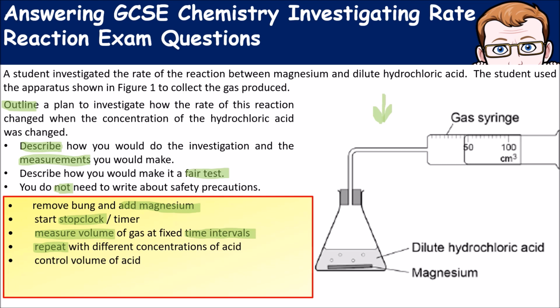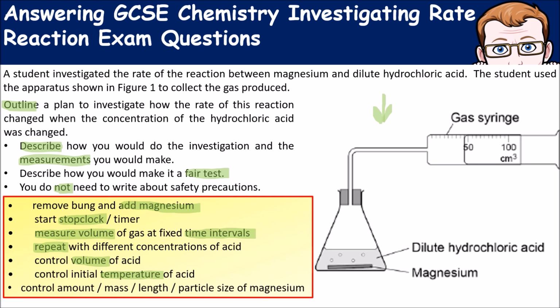Talk about the fact that you're going to record the volume of gas produced, and you're controlling the volume of acid each time, so you're using the same amount of acid. You could talk about controlling the initial temperature of the acid, because the temperature will affect the rate of reaction. And finally, you can talk about controlling the mass or the length of the magnesium, because that will also need to stay the same each time, as all you want to change is the concentration of the acid.